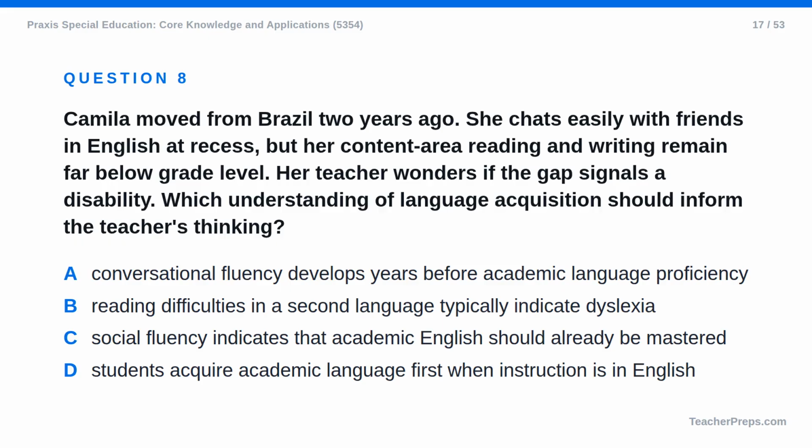Question 8. Camila moved from Brazil 2 years ago. She chats easily with friends in English at recess, but her content area reading and writing remain far below grade level. Her teacher wonders if the gap signals a disability. Which understanding of language acquisition should inform the teacher's thinking? Pause the video and select the best answer.